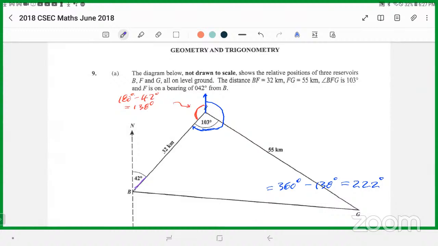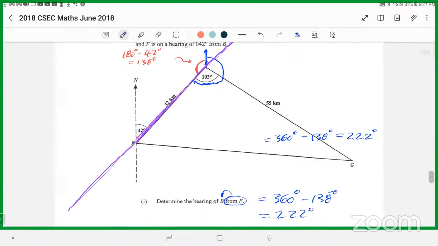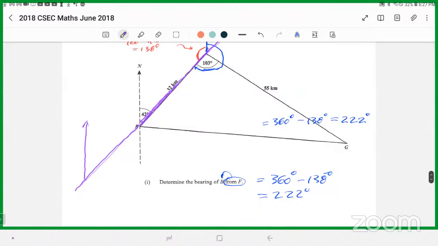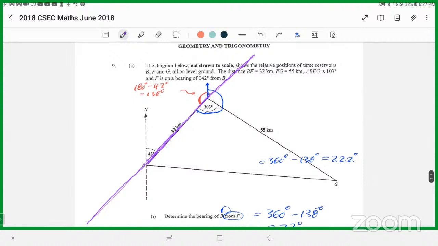So you see this direction going this way? That direction is on a bearing of 42 degrees every time. If you extend this line backwards like this, it's on a bearing of 42 degrees. So if I put an outline here, then this angle is 42 degrees. So that line, this purple line, is a 42 degrees bearing line. This direction is a 42 degrees bearing direction.